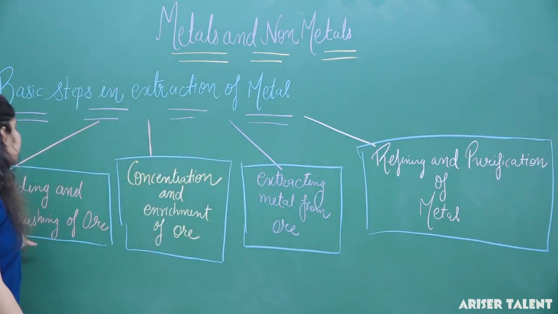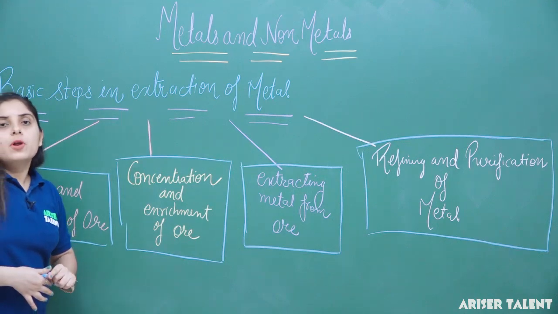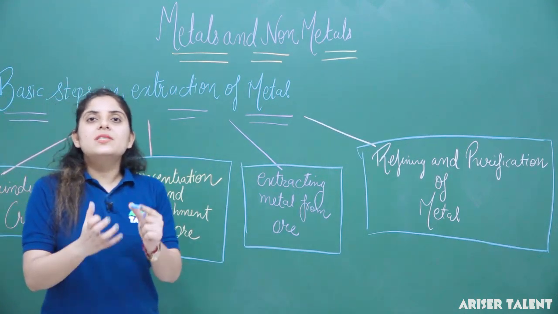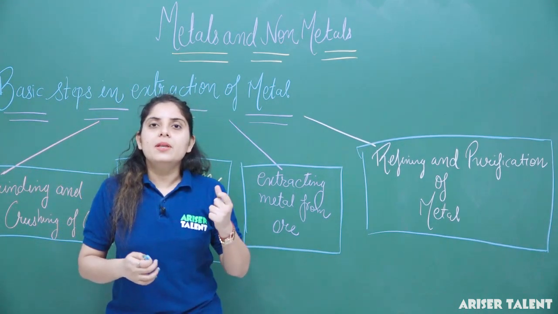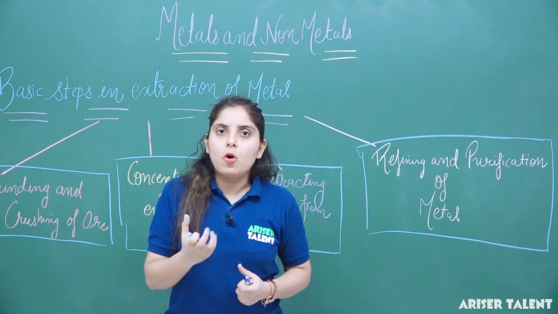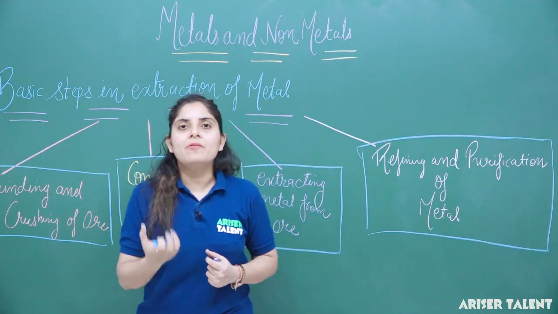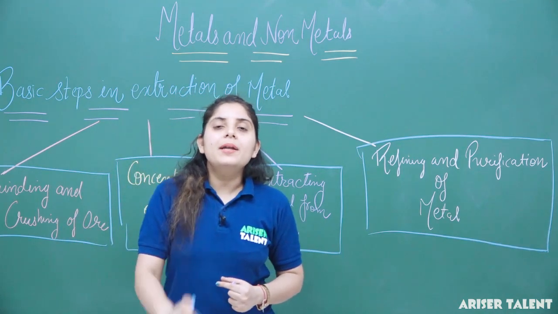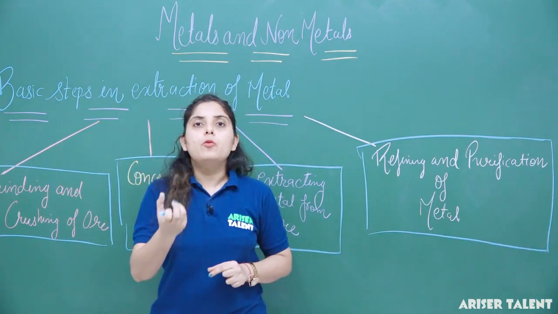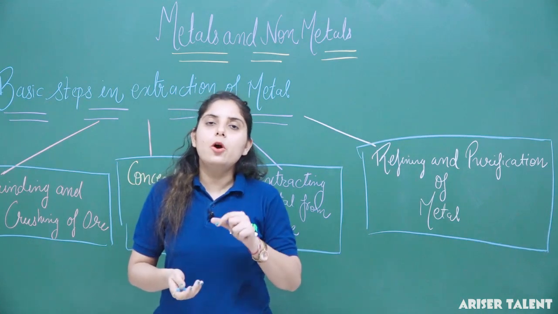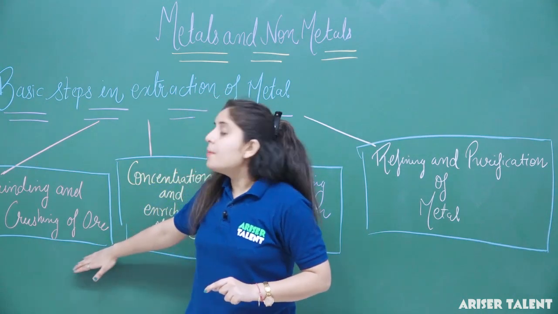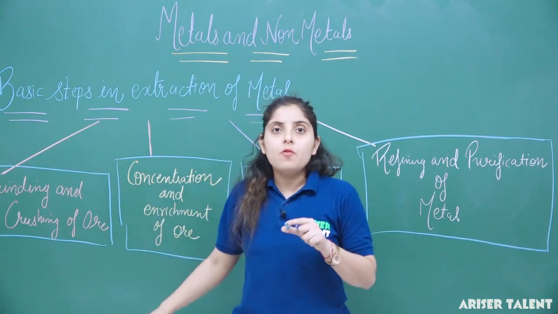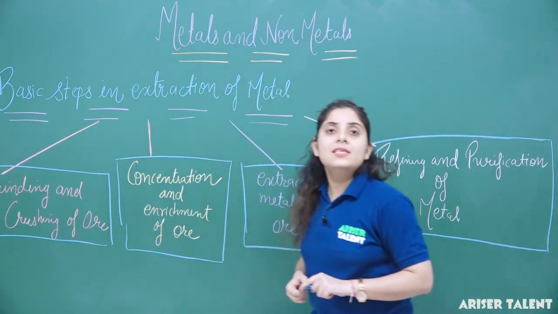So our first step is grinding and crushing of ore. As we know, the ores obtained from nature are in the form of rocks, and these rocks are very heavy, so we have to convert them into crushed form, and these crushed particles are then converted into powdered form with the help of a ball mill or stamp mill. So the first step will be grinding and crushing of ore. We are dealing with all the steps one by one.